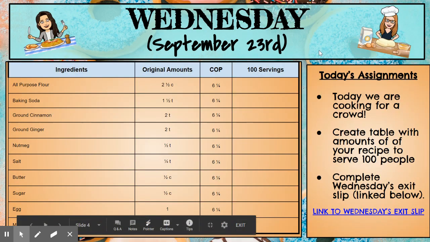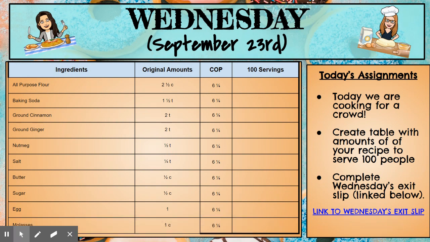And then today, we're going to be cooking for a crowd. So on today's assignment, like Ms. Gross said, we are going to be cooking for a crowd. So we need you to create a table, which we'll have you insert in here, with the amounts of your recipe to serve 100 people. And after that, you will complete today's exit slip, which we have linked right underneath it in the blue.